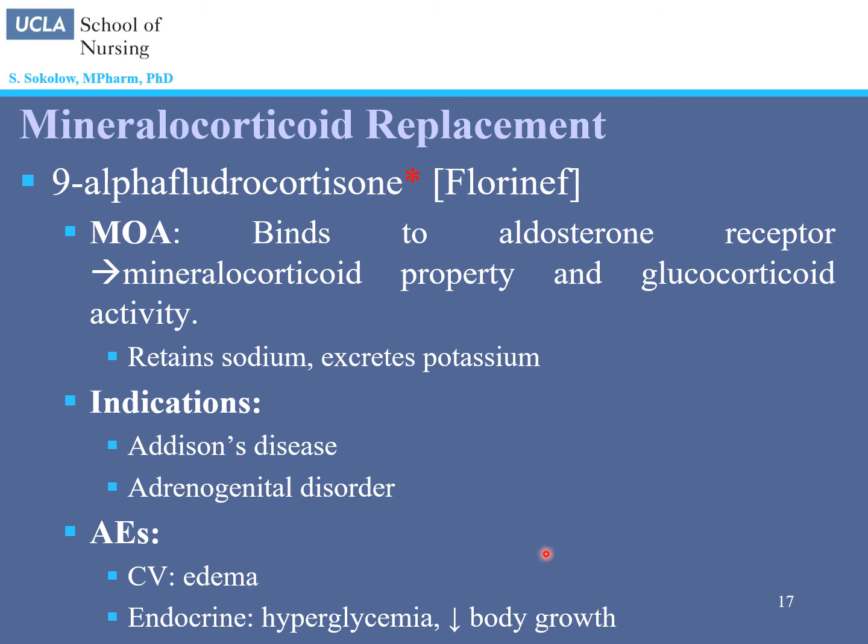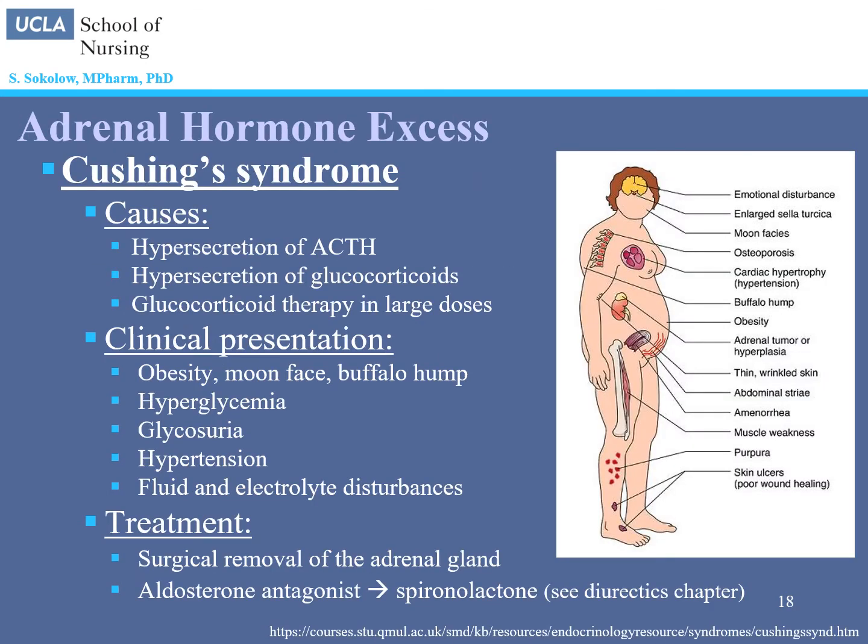Adverse effects: you see fewer adverse effects than with the glucocorticosteroids. It can cause edema, hyperglycemia, and reduced body growth. And now here is the other disorder of the adrenal hormone, that's when you have an excess of adrenal hormone. So this is Cushing's syndrome.